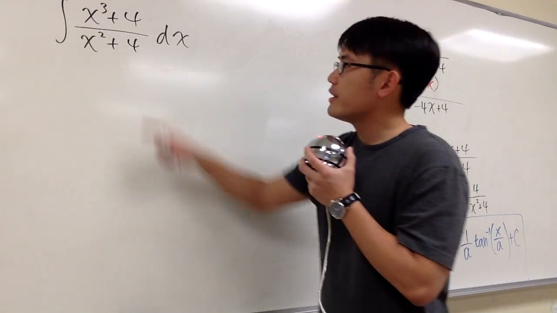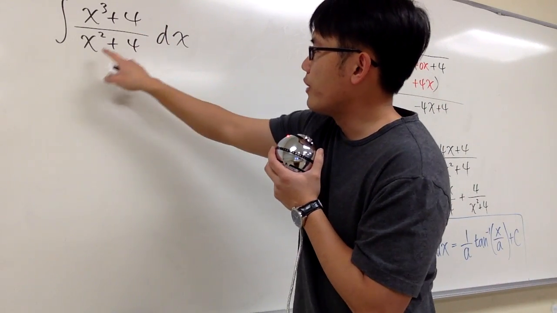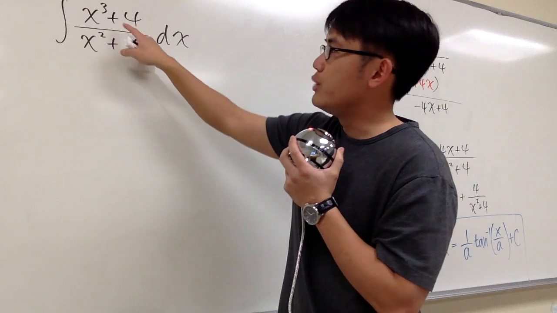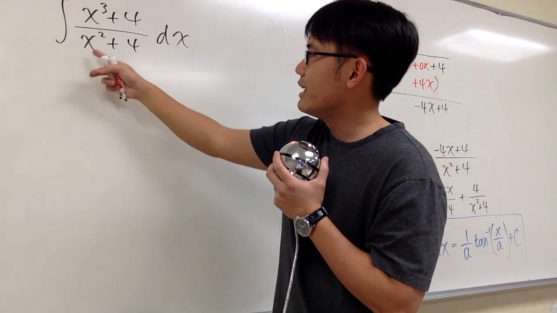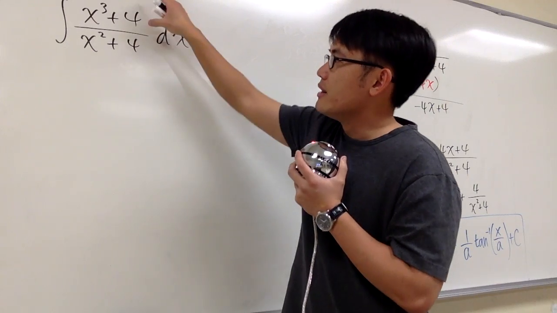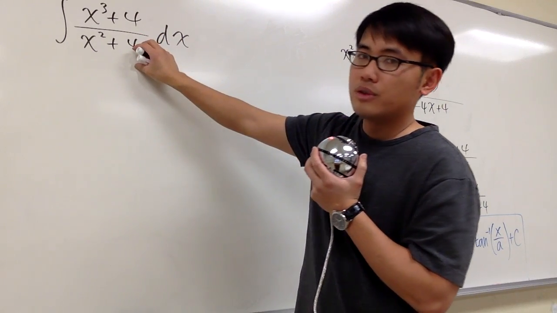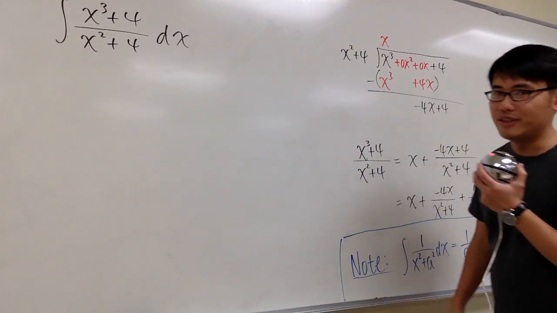Let's see how we can integrate (x to a third power plus 4) over (x squared plus 4). Because the degree on the top is what? x to a third power, which is 3. And the degree on the bottom is what? x squared, which is 2. The top has higher degree than the bottom, so what we have to do first is long division.